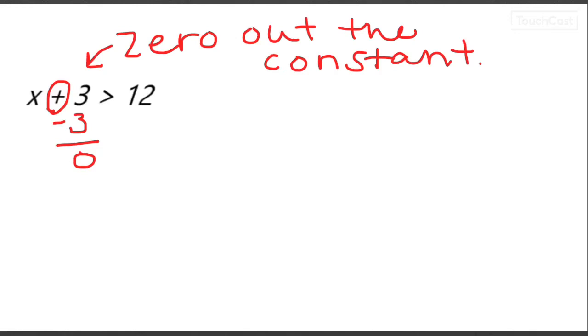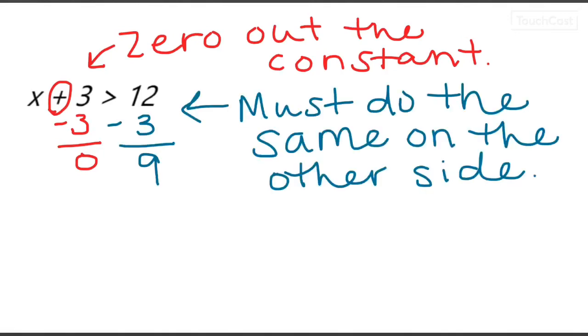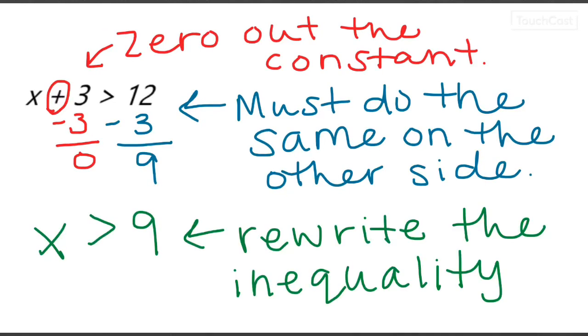Remember, what we do to the left side, we also have to do to the right side. So once we do the same thing to the right side, we have 12 minus 3, which equals 9. And the last step is to rewrite your inequality. I'm going to keep my x lined up, I'm going to keep my greater than symbol lined up, and I'm going to bring down the right side of the equation so I can see that x is greater than 9, which means x can be any number bigger than 9 to make this equation true.